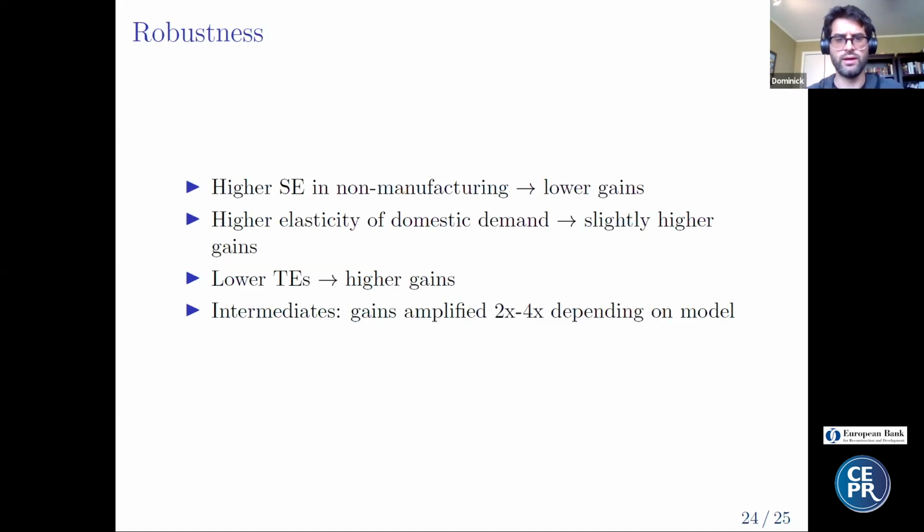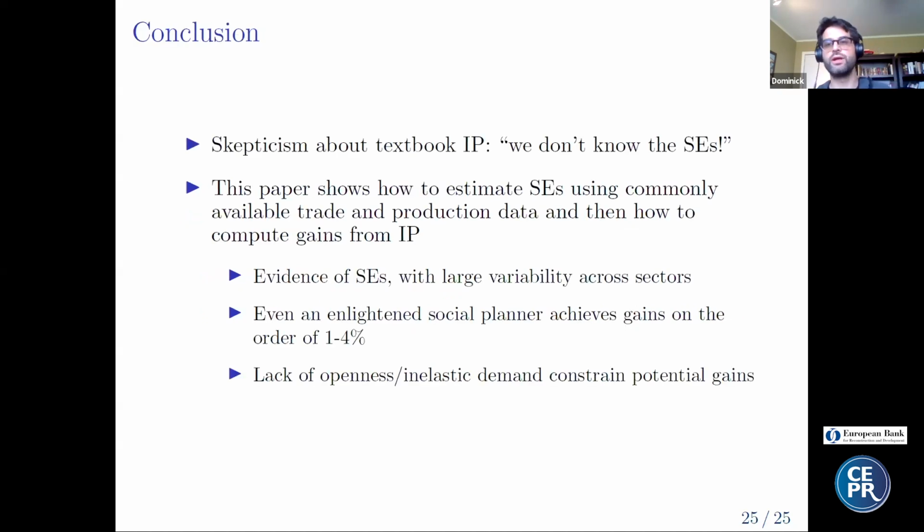And the big difference from our baseline results comes from adding intermediate goods. I don't have time to go into details, but adding intermediate goods is going to amplify the gains from industrial policy by somewhere between 2 and 4 times, depending on how exactly you introduce intermediate goods into this model of scale economies. But still, we're talking about a maximum of 3 to 4% of GDP for the gains on average. Okay, so let me just take 1 minute to conclude.